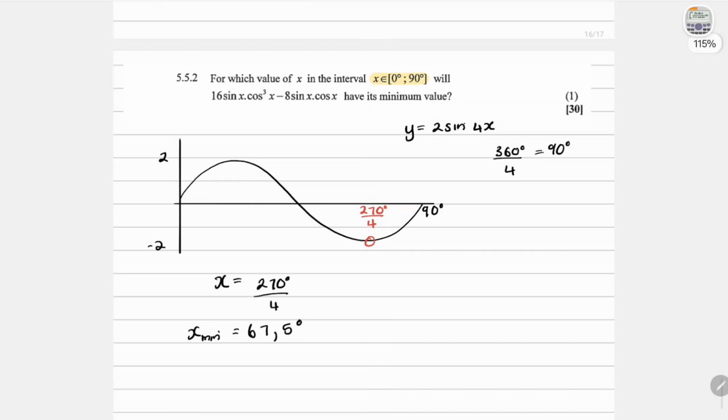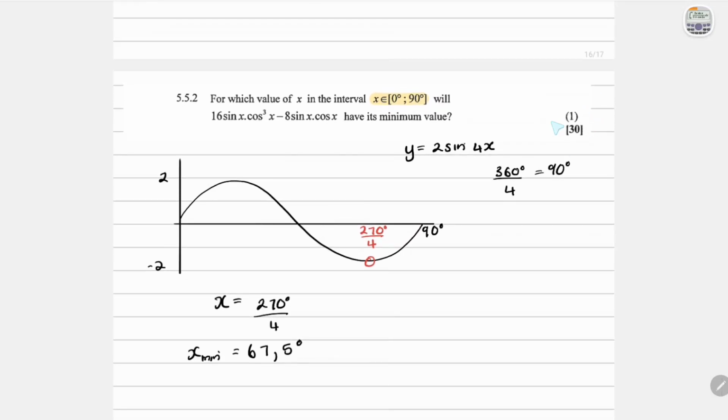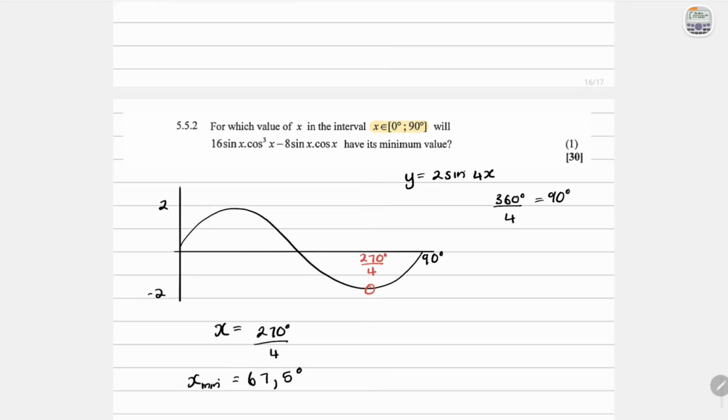Okay, so there we go. As you can see, that's a 1-mark question. It's not something that we had to do that for. I just put the graph so that I could explain that. Okay, so that is it for question 5. And then we move on to question 6 with more trigonometry.